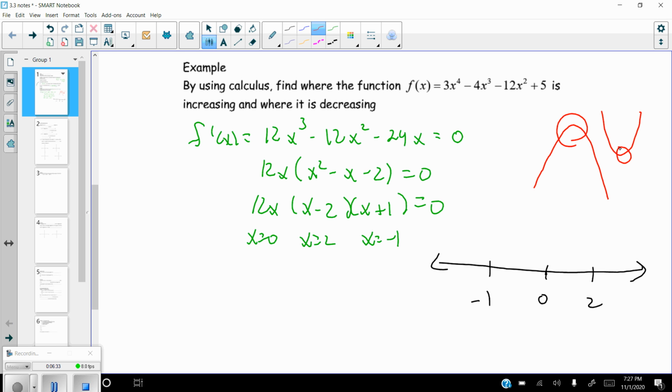So the idea is, since I only have 3 critical values, whatever this function is doing in between 0 and 2, it will always be doing that. It's either always increasing or always decreasing. It can't change direction, because in order to change direction, it would have to have another critical value, and there is no more between 0 and 2. So whatever value I elect to pick between 0 and 2, if I figure out whether it's increasing or decreasing, everything between 0 and 2 is doing the same thing. So the concept is, let's take a number in between and around all of these values.